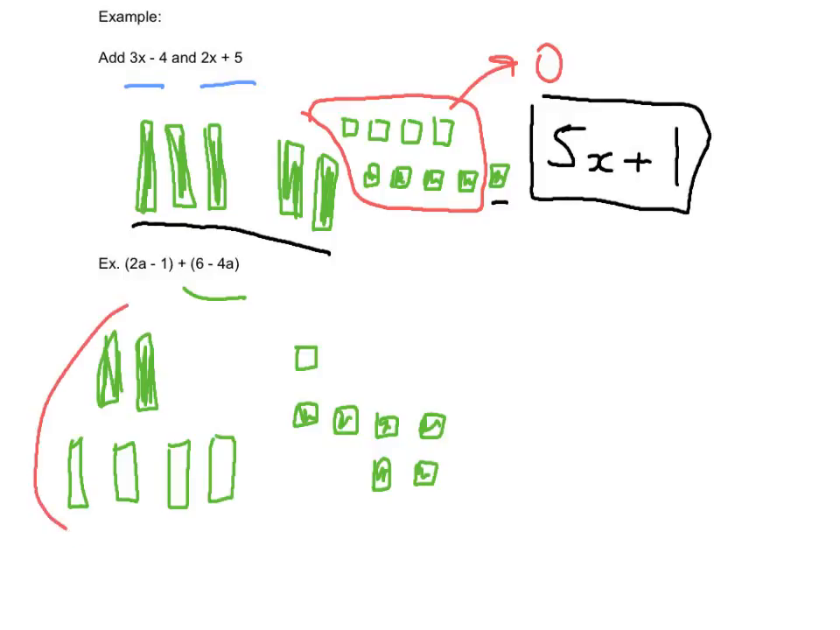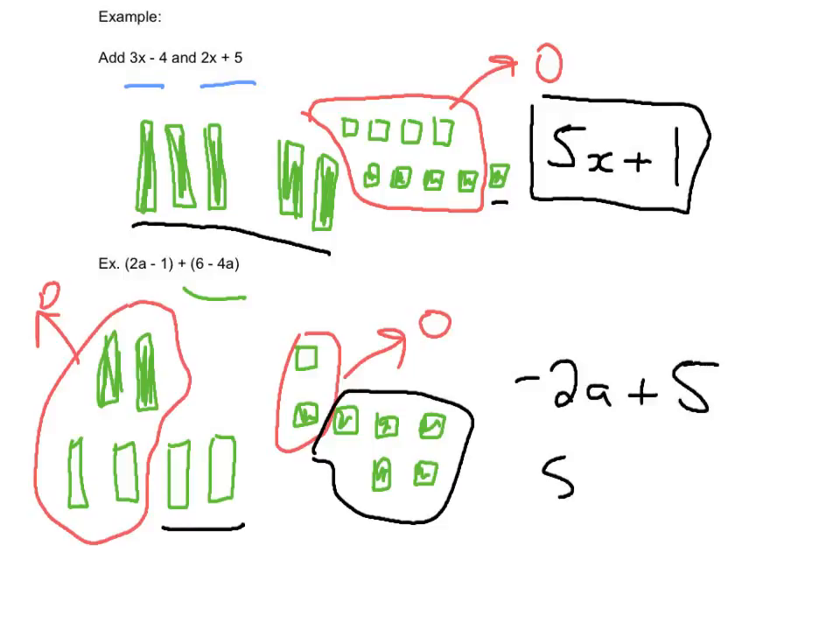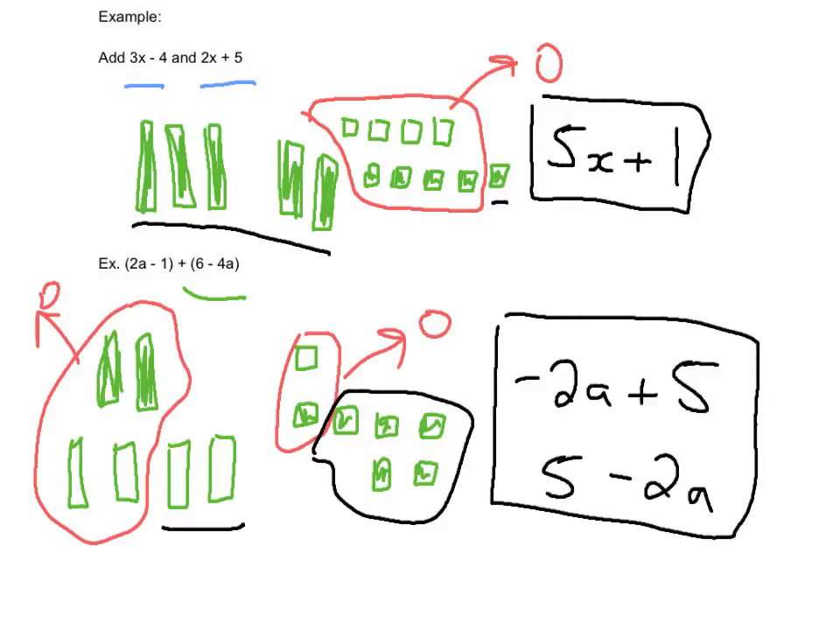Okay, now we remove any zero pairs. So we've got 2 zero pairs here of the variable tiles, so that's 0. And we have 1 zero pair of the 1 tiles. So what we're going to be left with then is negative 2 a's and 5 of the 1s. So negative 2a plus 5, or if you'd rather write it, 5 minus 2a. Those are equivalent statements. Okay, so that is using Algebra Tiles. That's a good way for you to at least visualize what's going on.